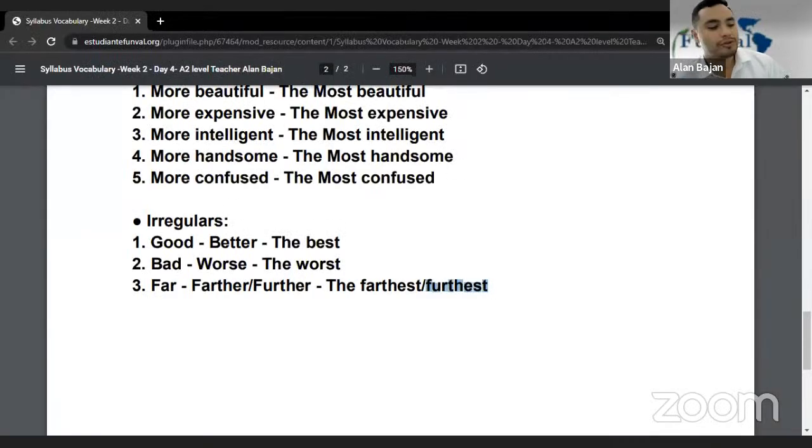Yes, one moment. Comparatives and superlatives. Now we will apply them in a regular conversation or in a regular action in life.